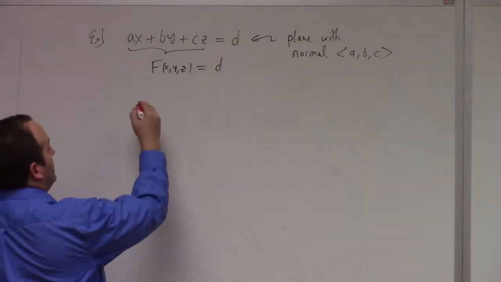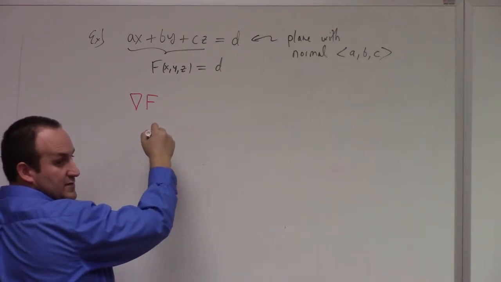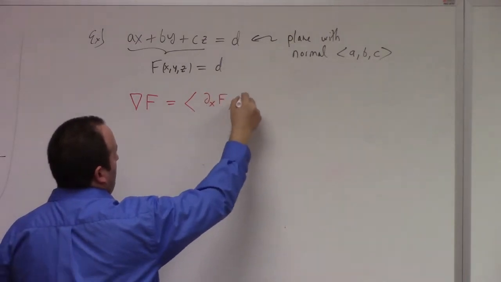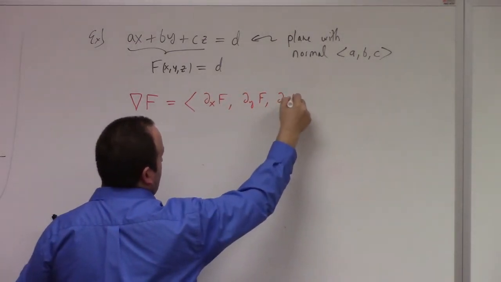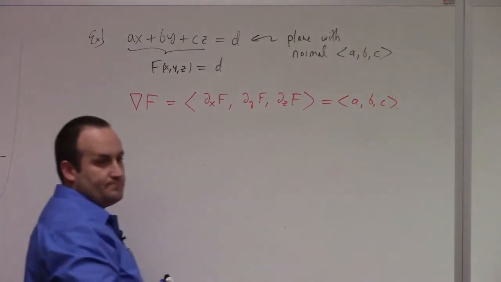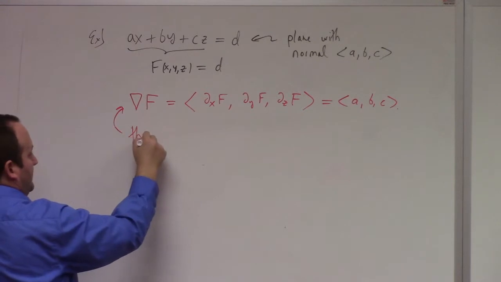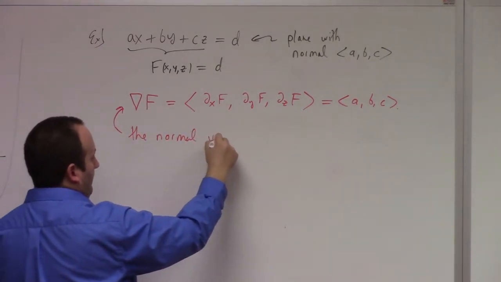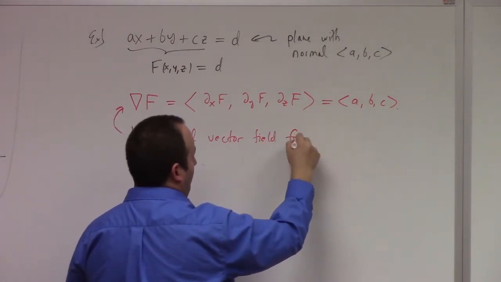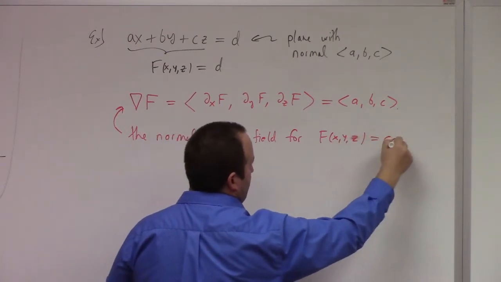Well, it's simple. The gradient vector field is the normal to the level surface. So we take partial x of f, partial y of f, partial z of f, which works out to (a, b, c) again, right? Again, let me just write a sentence. This is the normal vector field for f of x, y, z equal to a constant.